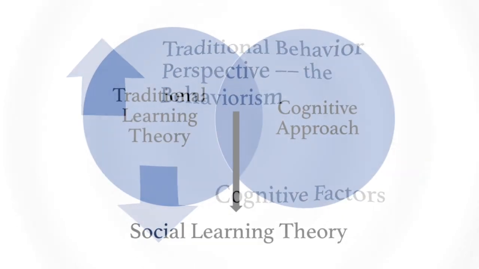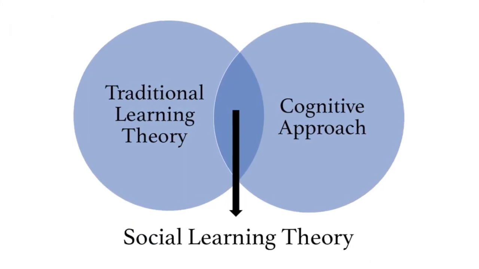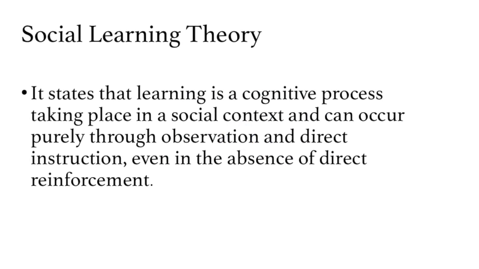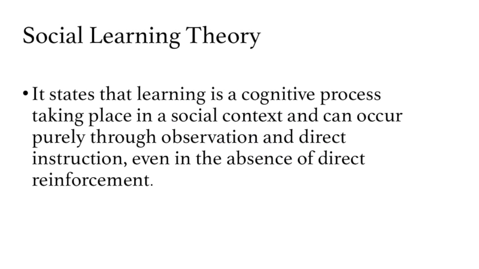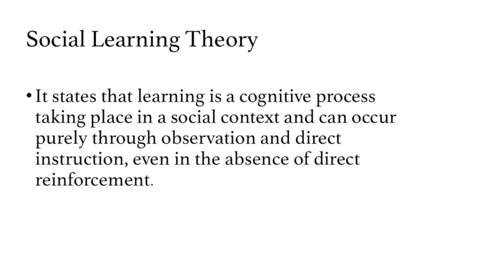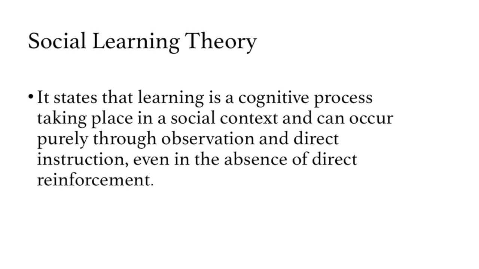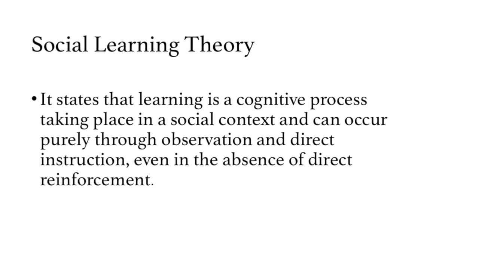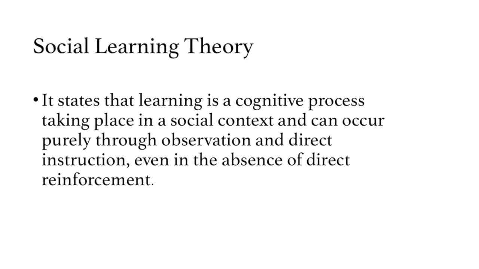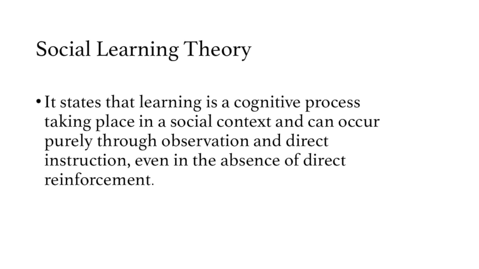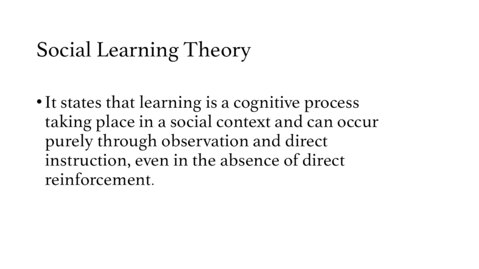From this diagram, we can see that social learning theory is the middle part. Social learning theory, as the name suggests, is the theory of learning and social behavior. It states that learning is a cognitive process taking place in a social context and can occur purely through observation and direct instruction, even in the absence of direct reinforcement.